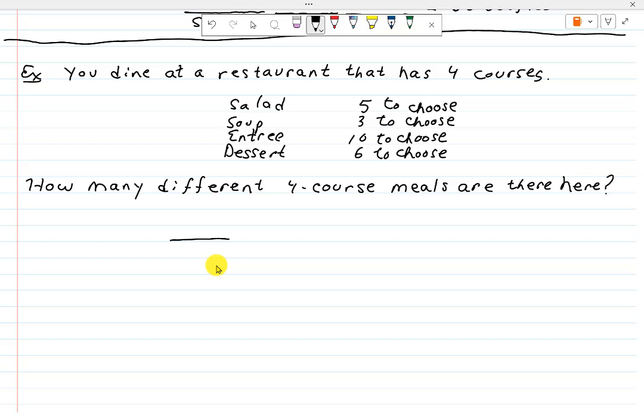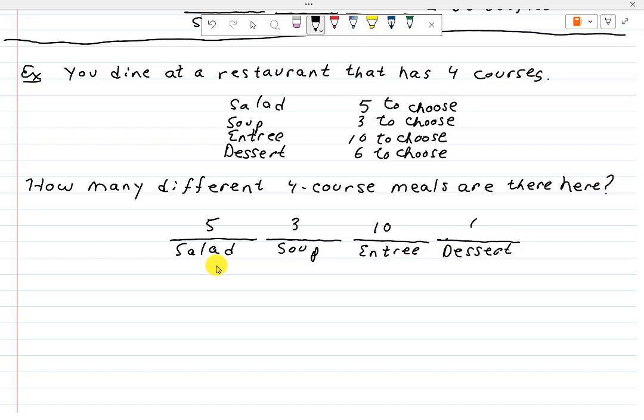So we simply do like I did before. I'm going to look at the number of salads, which I have 5 of them to pick from. Then we have soup, which is 3 to pick from. Then we have an entree. There's 10 of those. And then finally we have 6 desserts to choose from. So we're simply going to multiply all these together. 15 times 60, I believe, is 900. So 900 possible meals are at this particular restaurant.